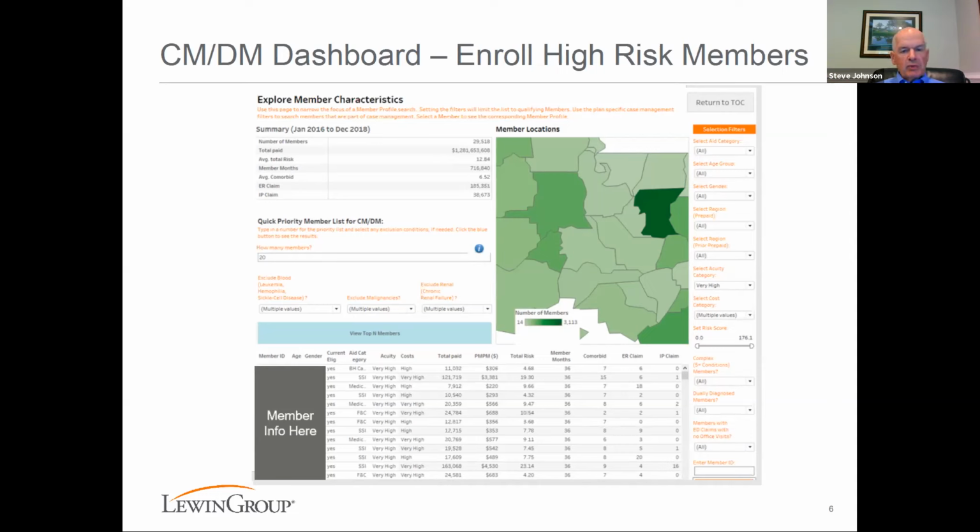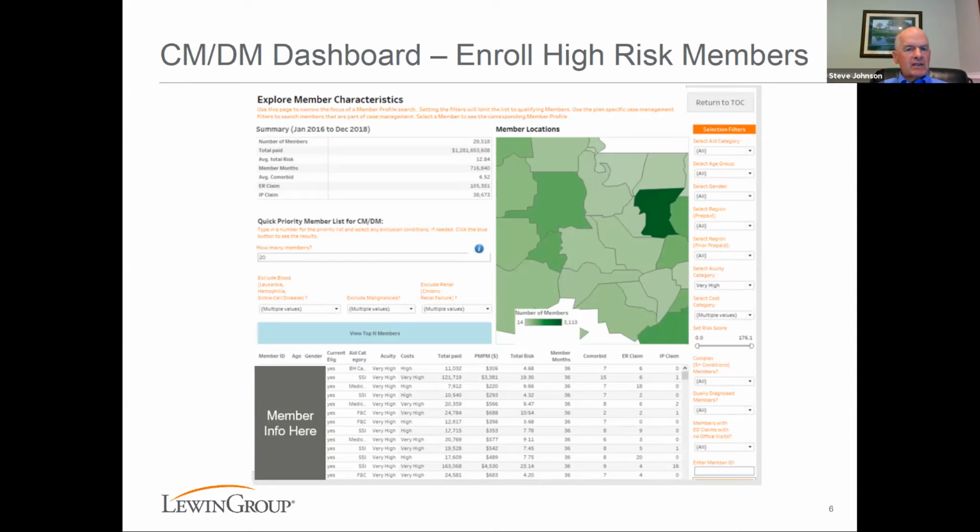I also have the ability in this screen to say, well, let me exclude members with cancer, let me exclude members with leukemia or hemophilia, or acute chronic renal failure, if I'm not going to put those members in the care management, disease management programs I'm trying to enroll members for. So that offers kind of one approach to get into the data.